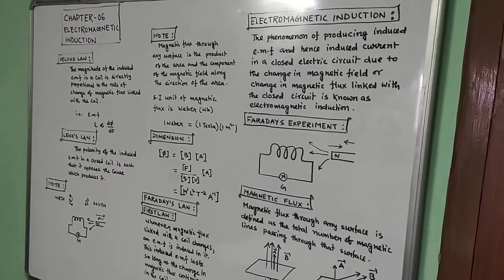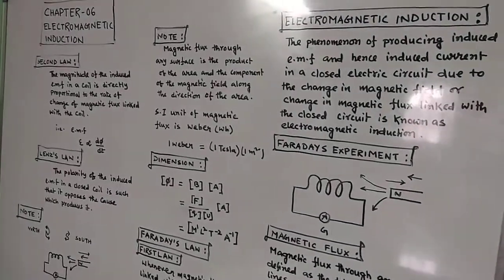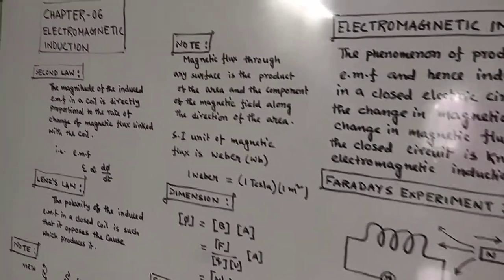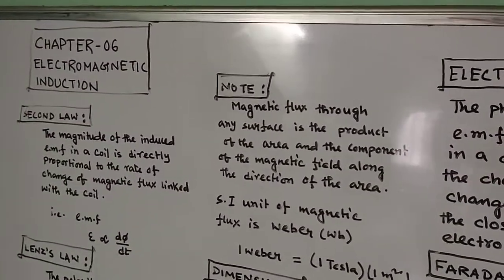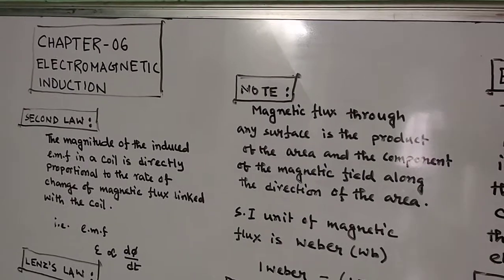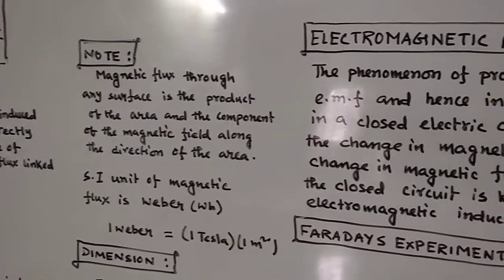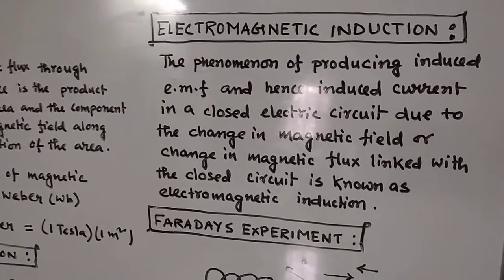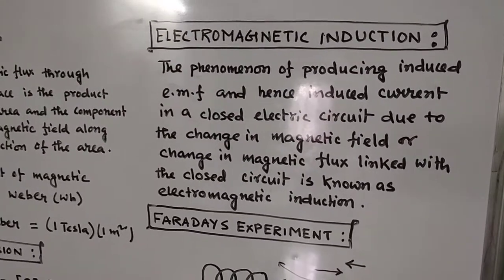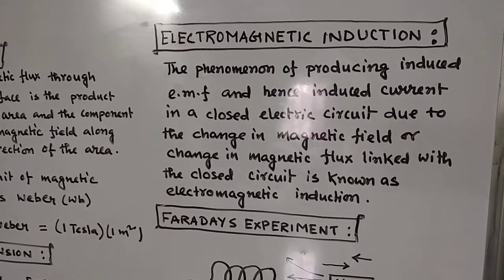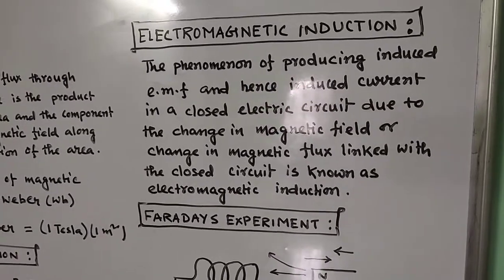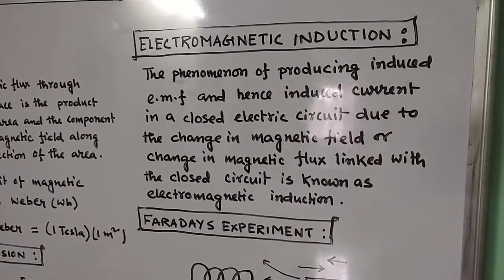Good morning, students. Today we are going to start a new chapter, chapter 6, and chapter 6 is electromagnetic induction. The first topic we are going to discuss in this chapter is: what is electromagnetic induction. Now, most of you know what induction is, and we are going to use that part here. So, let me read out what we have written.